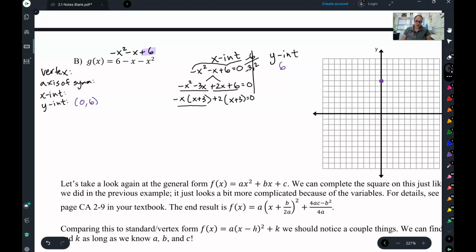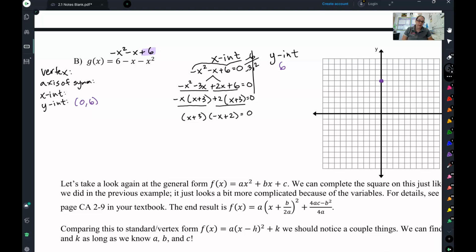And now I'm going to look at these two and see what those two things have in common. Well, this one and this one both have an x plus 3. So I'm going to take that out. So if I take an x plus 3 out of this one, I'm left with a negative x. And if I take an x plus 3 out of that one, I'm left with a positive 2.